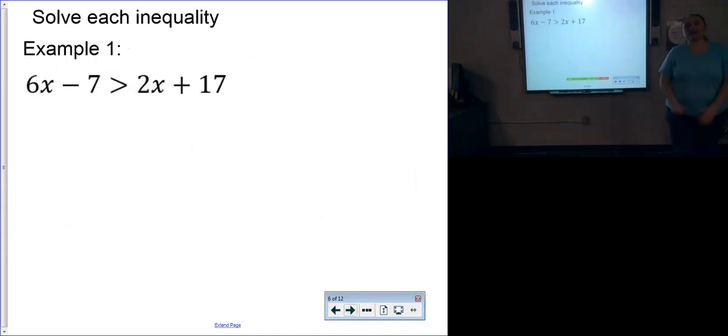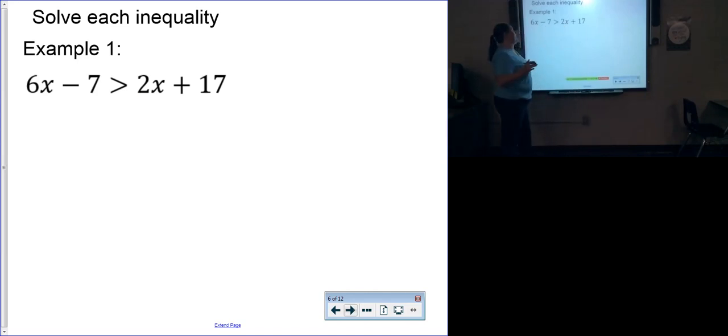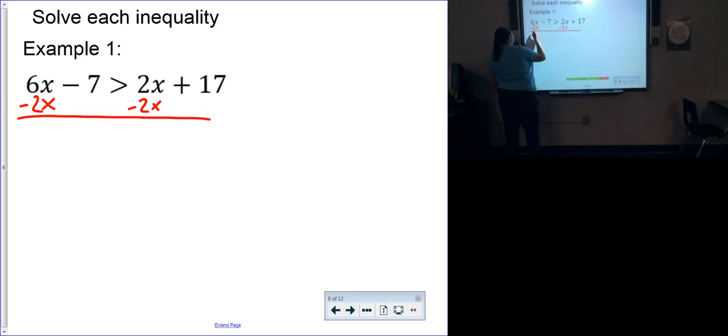All right, so now we're getting into the actual solving. I have 6x minus 7 is greater than 2x plus 17. This is no different than when I was solving equations, except for now I have an inequality sign. The majority of inequalities are exactly the same. Pick one thing that you want to move and go ahead and do it. I'm gonna go with my 2x. Subtract 2x, subtract 2x. 6 minus 2 is 4x, minus 7 is greater than, my x's cancel, 17.